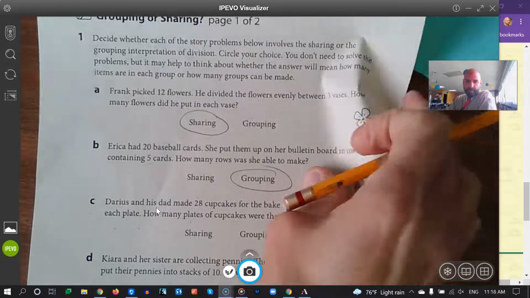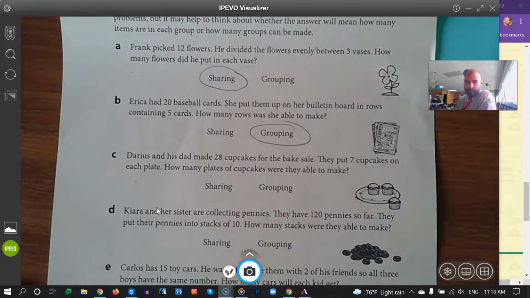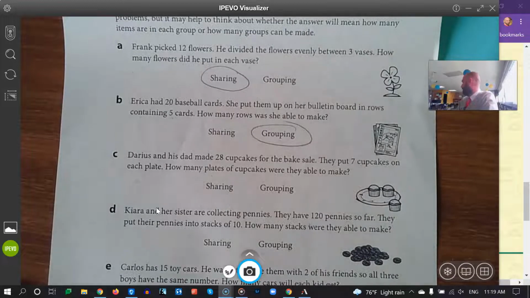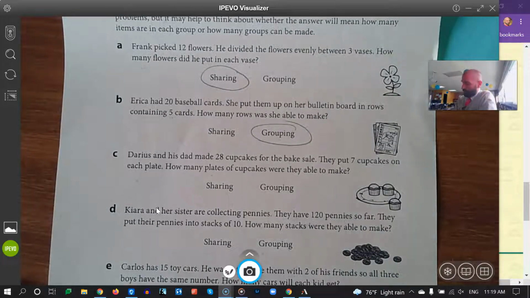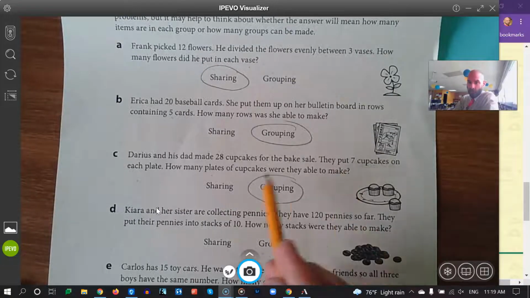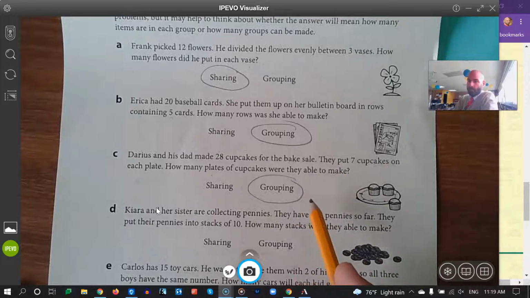Arius and his dad made 28 cupcakes for the bake sale. They put 7 cupcakes on each plate. How many plates of cupcakes were they able to make? Sharing or grouping? Pause and do your thinking. Grouping. Why? It's telling us how many on each thing and how many things do we need. How many groups are we going to have?